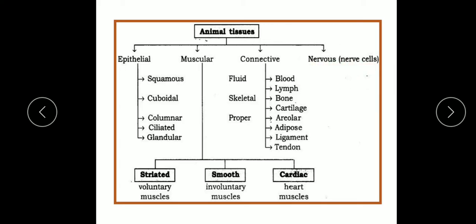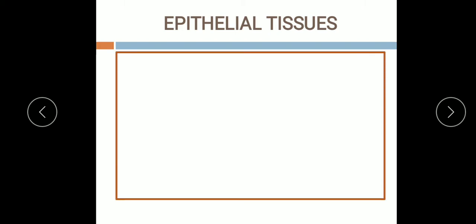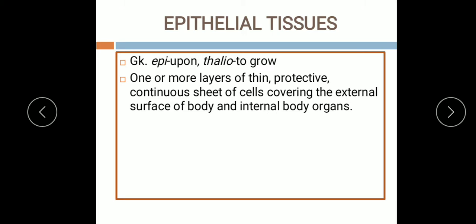So understood, children? These all types of tissues, their structure, their location and function we will study. So we will start with the first type of tissue, that is epithelial tissue. What is the meaning of epithelial? In Greek, epi means upon and thelio means to grow. So these tissues grow or cover the upper part of the organ or the inner part of the organ in the form of a layer.